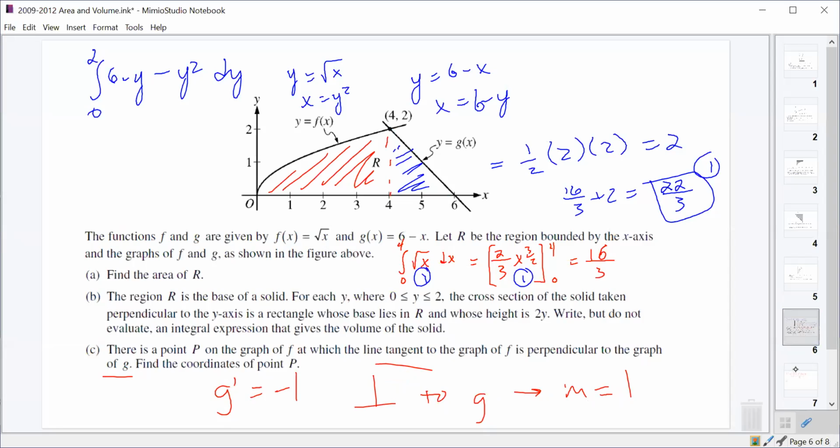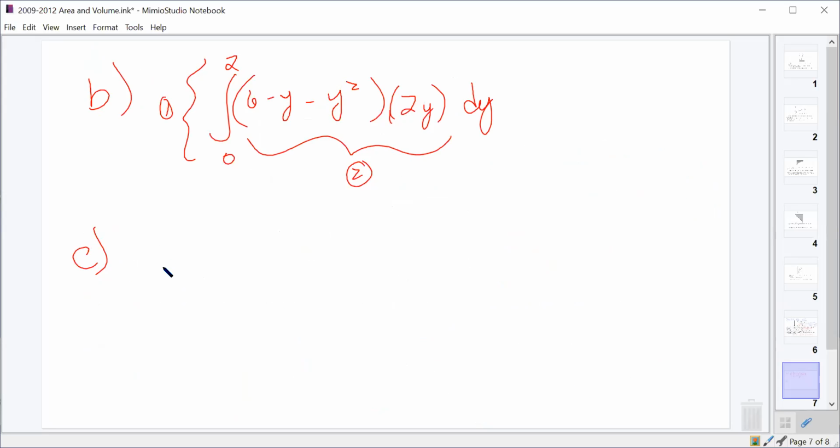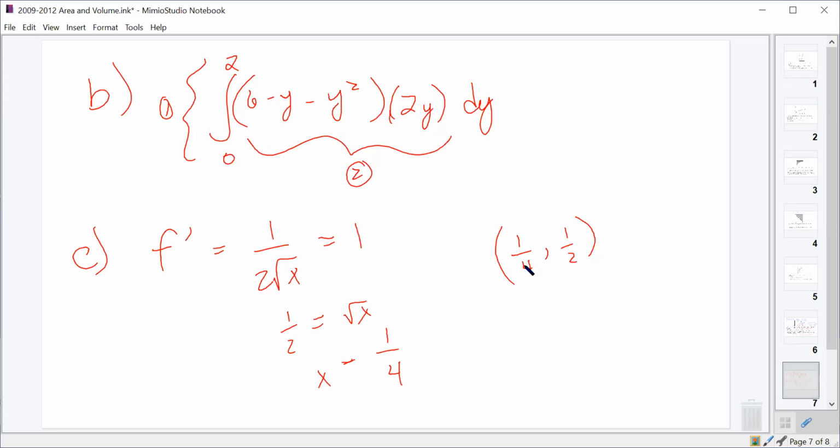And so all we're looking for is when is the tangent line to f, and what's the tangent line to f? That'd be f prime of x, right? That'd be 1 over 2 root x. We want to know when does that equal 1. And so we're just looking for the x value at which that's true. And we go 1/2 equals root x, and x then equals 1/4. And I think it asks for the actual coordinates of the point, right? And so we'll need to say 1/4, comma, the square root of a fourth, which is 1/2.